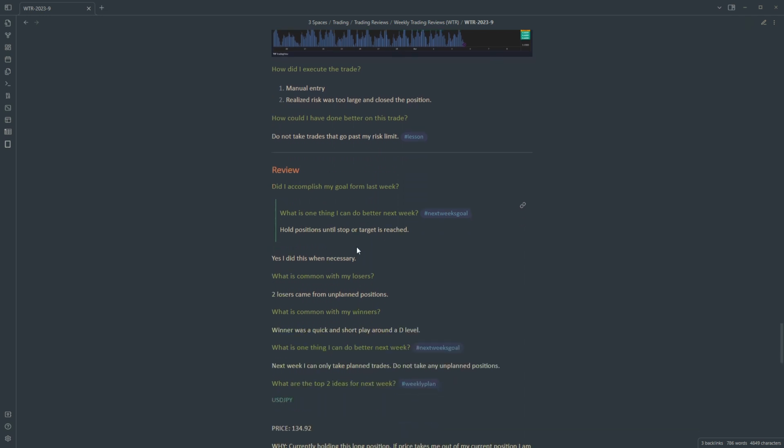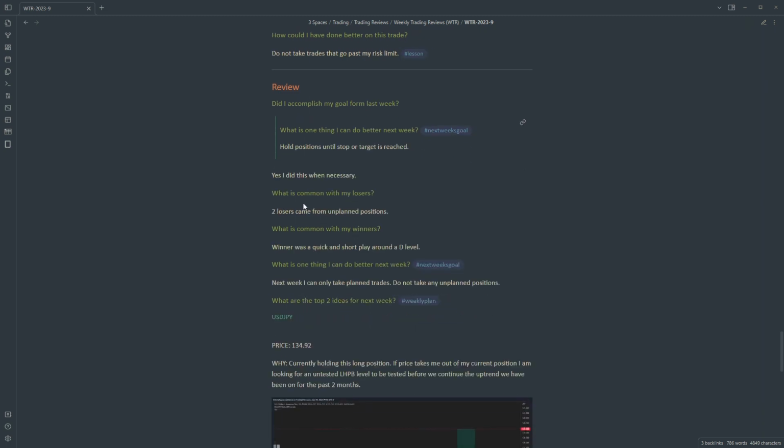Okay, and I added a few things to this review section. Did I accomplish my goal for last week? My goal from last week was to hold all positions till stop or target was reached, and where it was necessary, I did that. I'm still holding on to the other positions because they haven't hit stop or target, and there's no real reason for me to exit those positions just yet, which we'll see in a second.